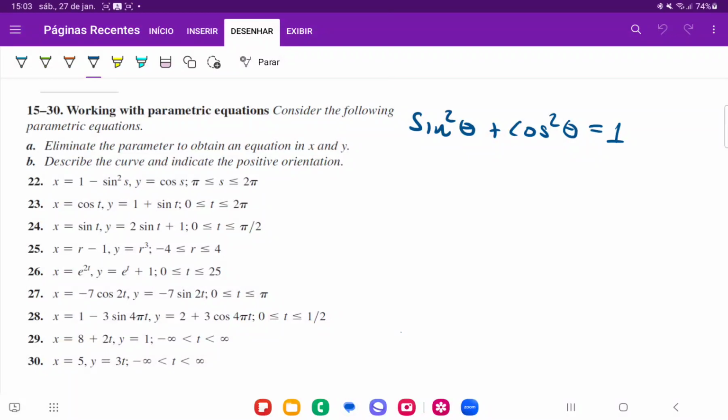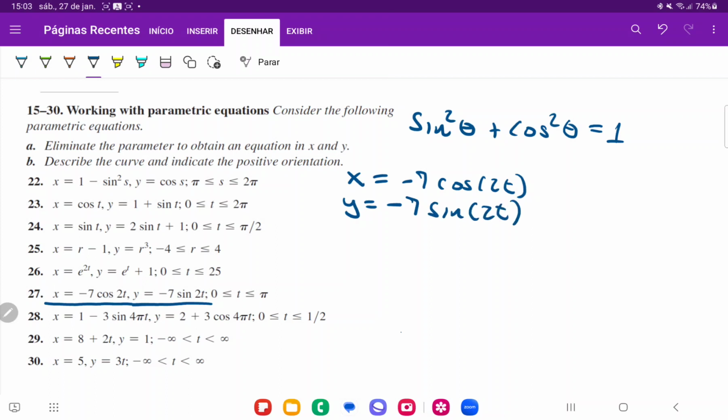For problem 27, we're first trying to eliminate the parameter to obtain an equation in x and y. So we're given this pair of parametric equations. We have that x is going to be minus 7 cosine of 2t, and y is going to be minus 7 sine of 2t.